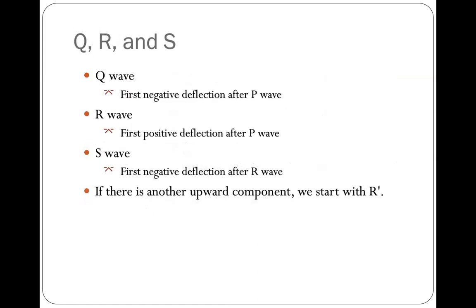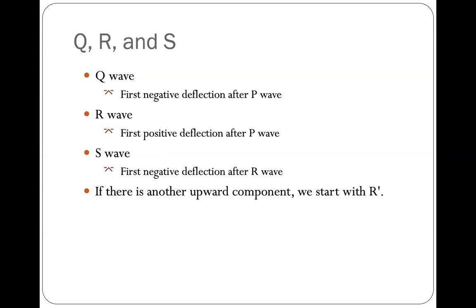The Q wave is the first negative deflection after the P wave if the first deflection in the QRS complex is negative. In other words, if the first wave in a QRS complex is negative, then we call it a Q wave. If the first wave in a QRS complex is positive, then we do not have a Q wave.